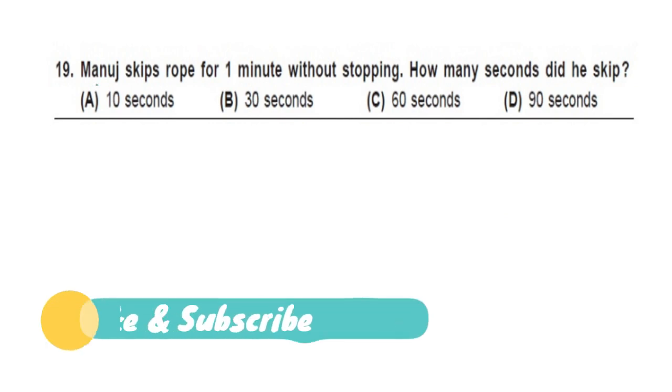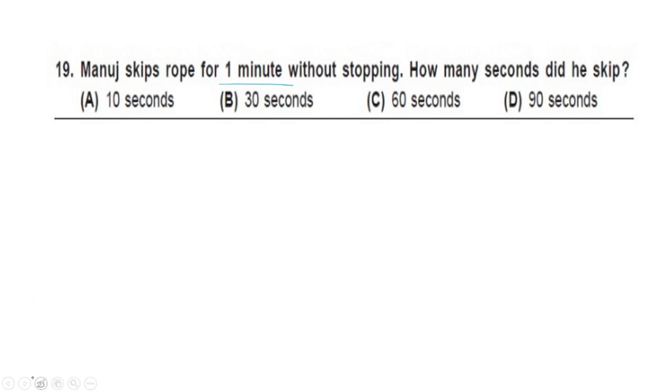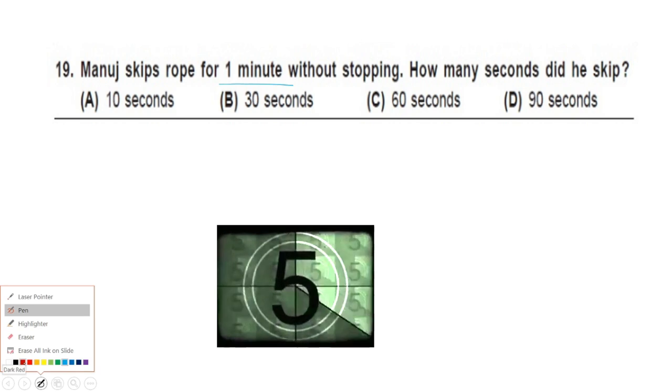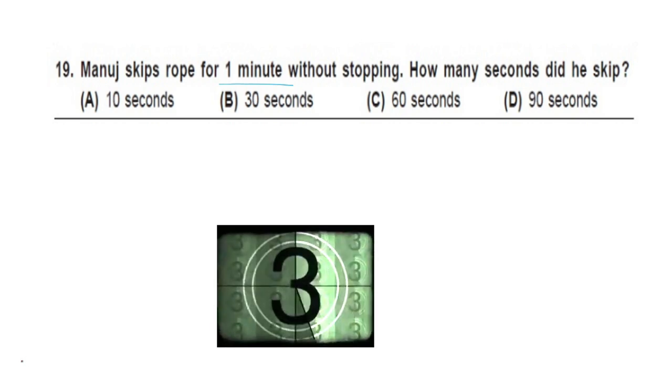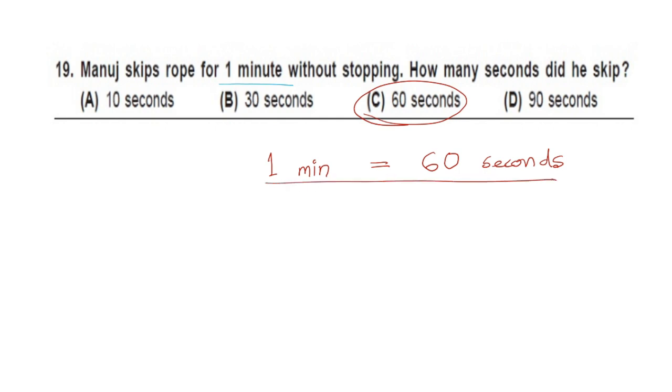Next question. Manoj skips rope for 1 minute without stopping. How many seconds did he skip? Time starts now. Well, this is testing your time knowledge. So 1 minute is equal to 60 seconds. So that means he skipped for option C, 60 seconds.